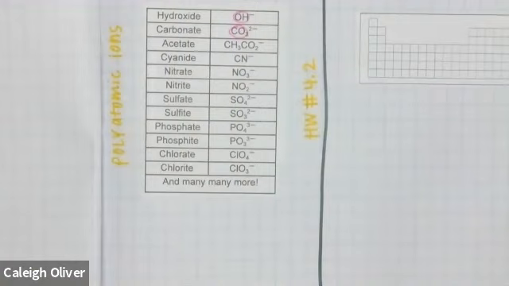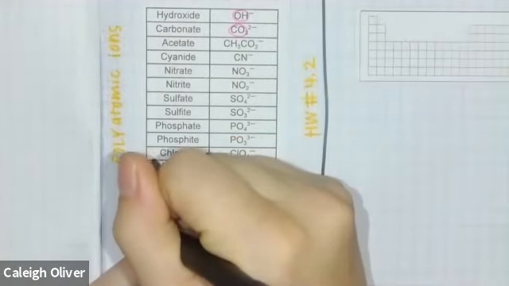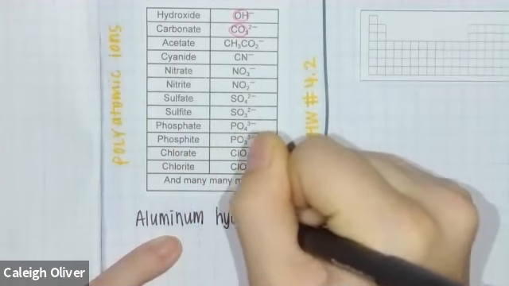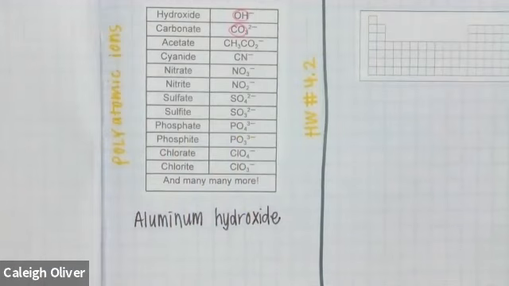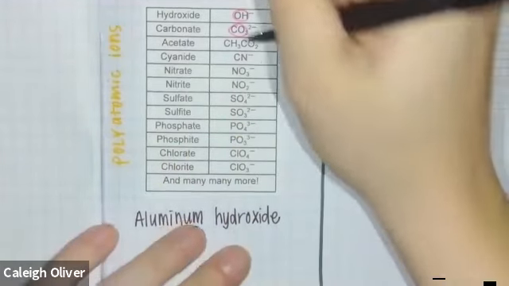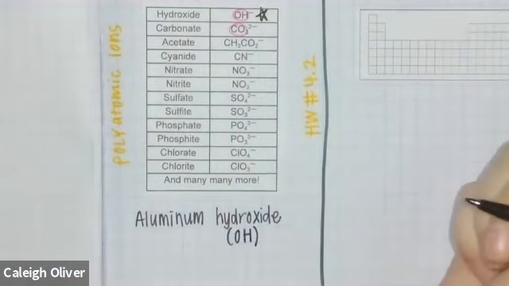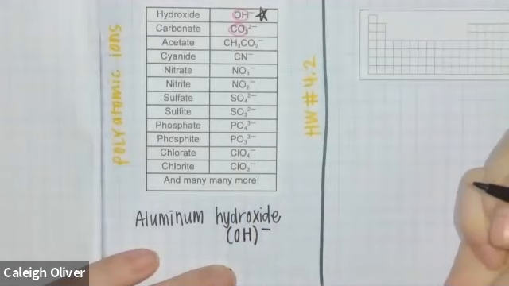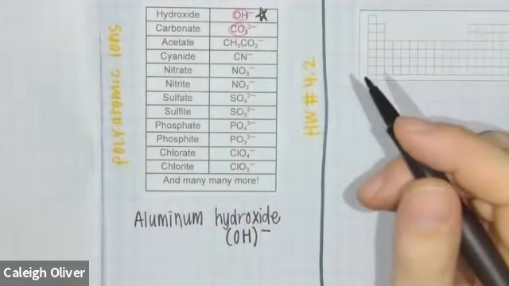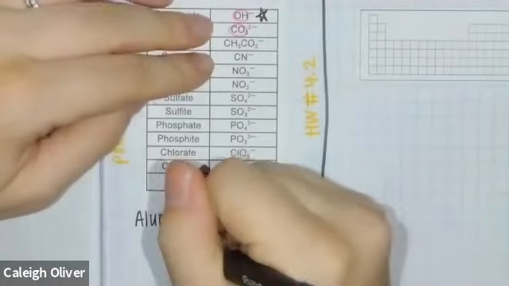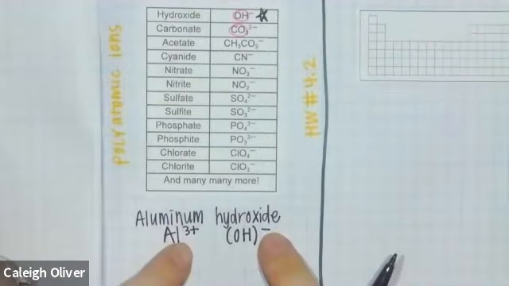So if I wanted to, for example, make, I don't know, let's do aluminum hydroxide. Well, hydroxide is a polyatomic ion. Hydroxide was the first one that I did right up there. It is OH bonded together. That whole thing has a negative charge. Aluminum here on the periodic table is in the 3+ column. I have a 3+ coming together with a 1-.